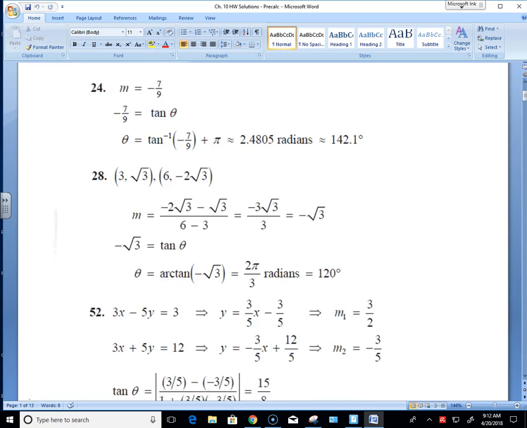Number 28, that one you had to work a little bit for, right? You had to use your y2 minus y1 over x2 minus x1. You had to go ahead and solve for the slope first. Hey, square root of 3. Square root of 3 over 3, 1 over square root of 3. Square root of 3, that was a lower version too.